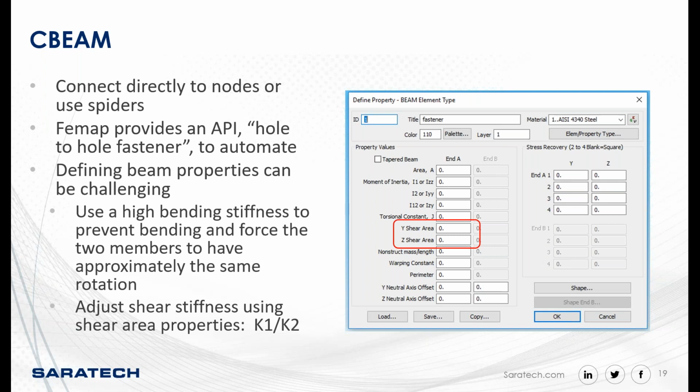FEMAP actually provides an API called hole-to-hole fastener to automate this whole process. So it will actually create the spider web in the hole for you, create a spider web in the opposite hole, and then connect them together with a beam element, all more or less automatically for you. As I mentioned, you want to adjust the shear area to get the correct stiffness, and that's what this shear area factor is you see here on the beam property. And a bar works very similar. Generally, people use beams because they have a lot of other features that you can potentially use, but a bar is a bit simpler and has the same basic feature here.